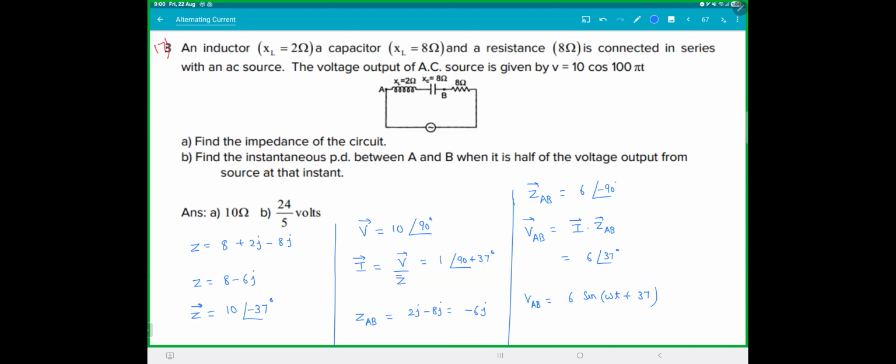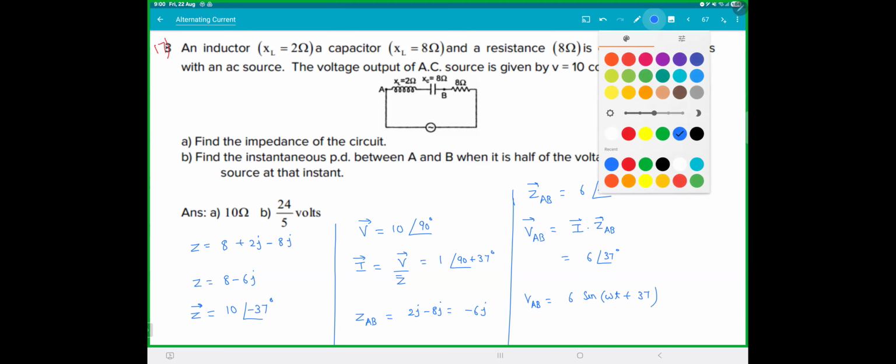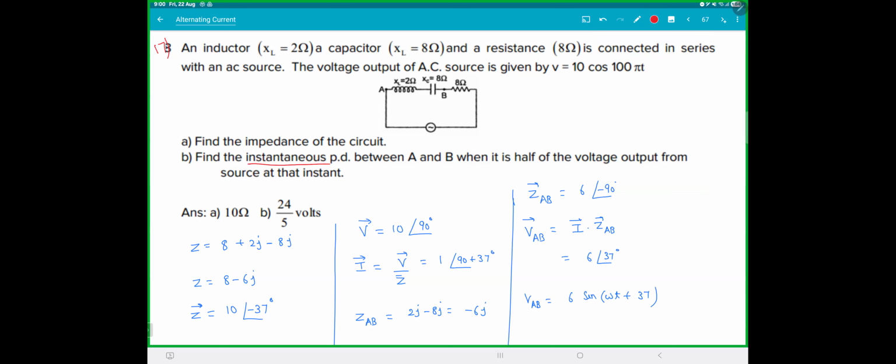Now read that question. The wording is a little weird. Find the instantaneous potential difference between A and B when it is half of the voltage output from the source at this instant. Meaning, this voltage is changing from minus 10 to plus 10, right? Example, let's say when this value is 7, some random number somewhere in the middle, he's saying at this instant, the voltage across A and B is 7 by 2. Are you getting it?